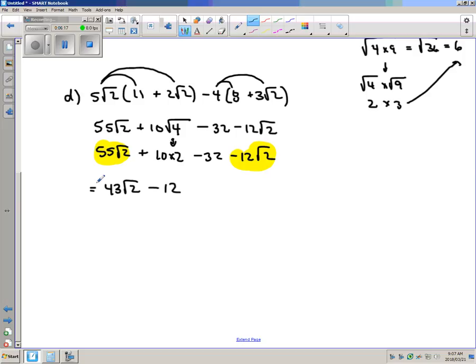Number 8 is the same type of work, a little application of those same operations in number 8.